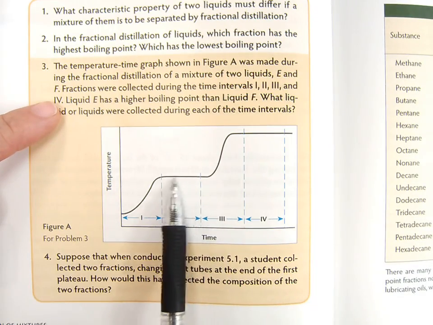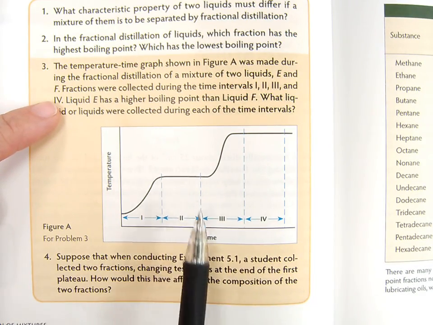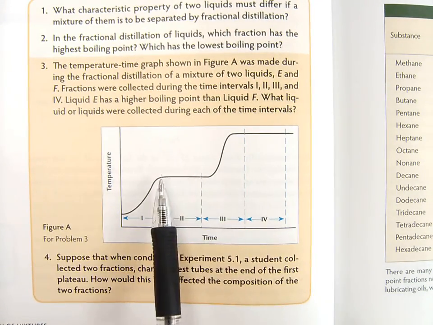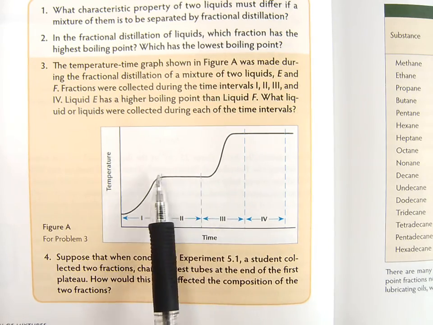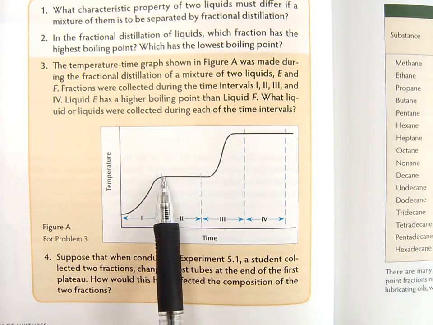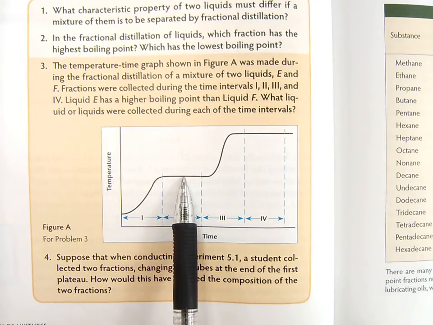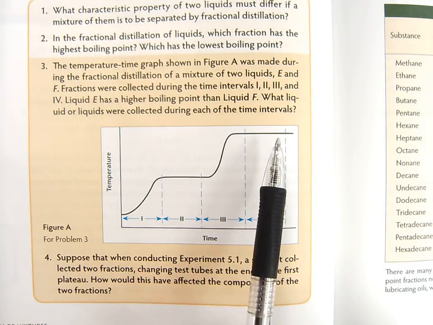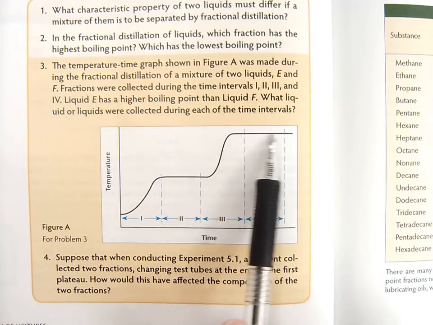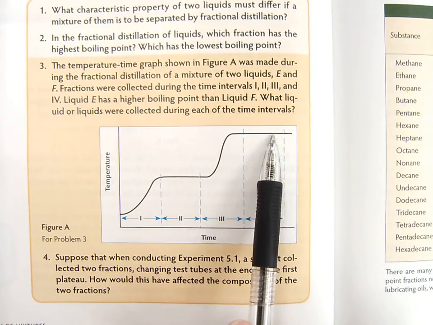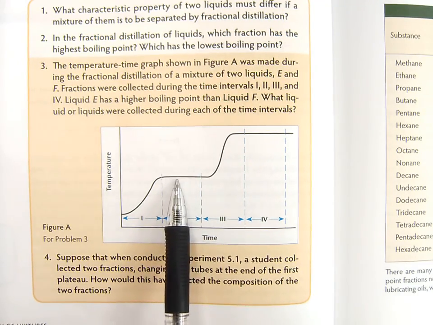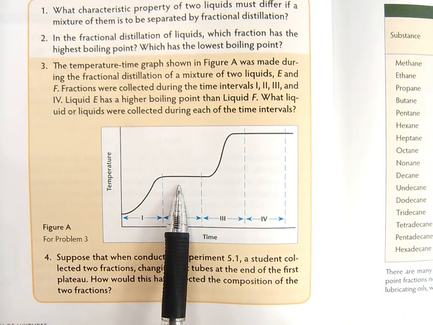So the other liquid we know has to be collected during time interval 2 because it's the only other place where there's a plateau. And remember, the plateau tells us that this is where a substance is boiling and changing from one state to the next. And because boiling point is a characteristic property, we know that it's going to be unique to a specific substance. So if we have two different liquids, and we know that liquid E is the one with a higher boiling point, we look for the plateau at a higher temperature, so that's E. And then liquid F has to be the other boiling point, the lower boiling point on the graph. So this one is liquid F.